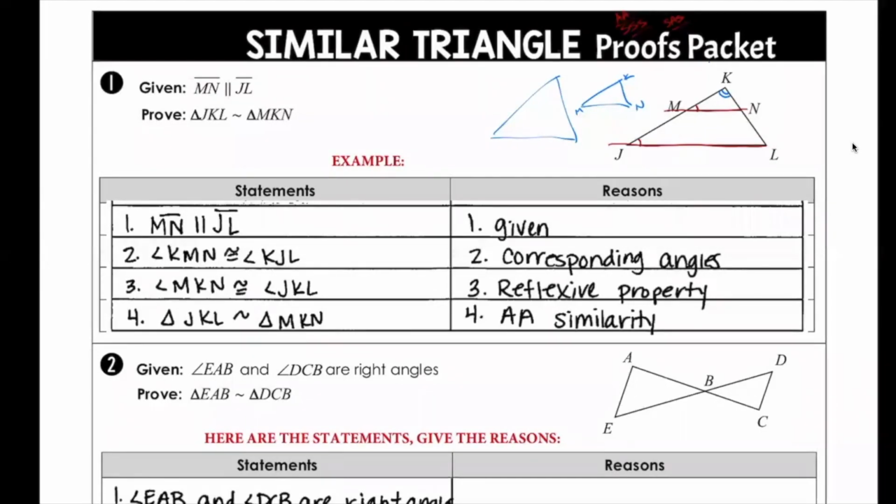Before we go on to the second one, are there any questions on what I just did? Did the given. Since I had parallel lines, I found corresponding angles. Then I found 2 angles that are exactly the same, reflexive property. So those are 2 angles. So I got an angle here and an angle here. Now the 2 angles are equal, they're similar because of the AA similarity.